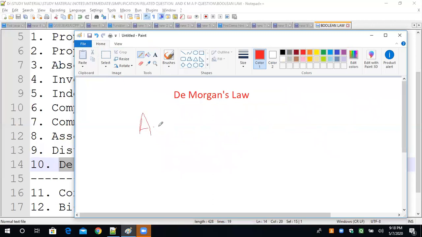A plus B whole bar somewhere is written. So it can be broken down and written like that. A bar, this big bar will be split and will come on the individual variables, and this plus sign will be changed by dot and B bar. Okay, it is difficult to accept for all the students, but I will prove it.